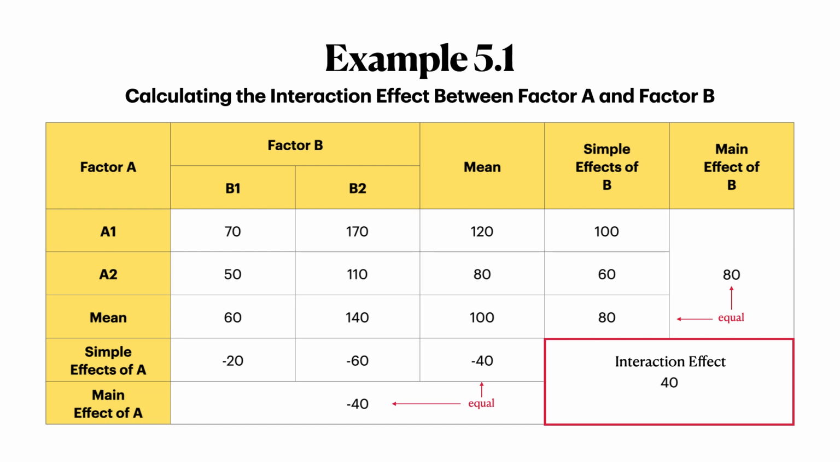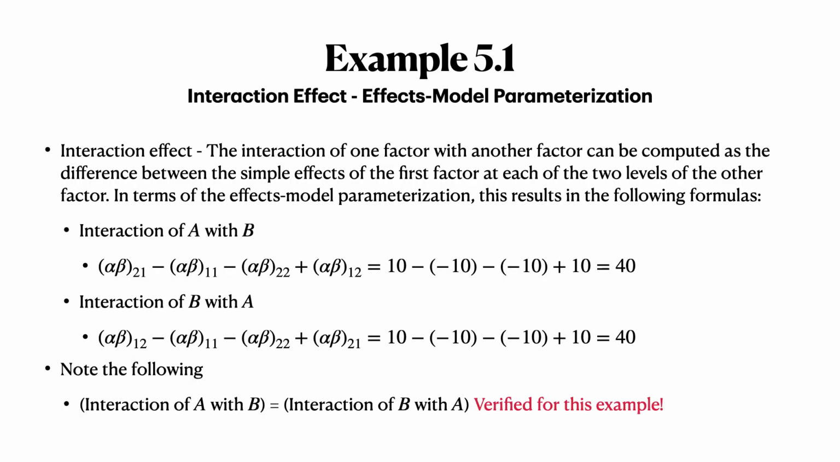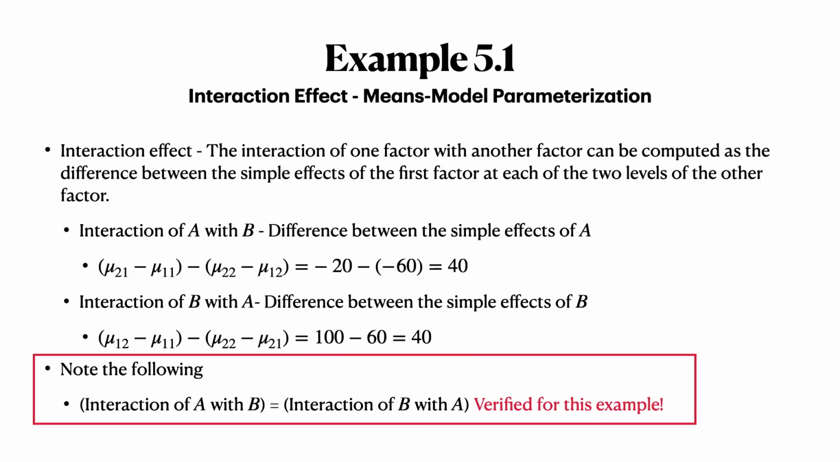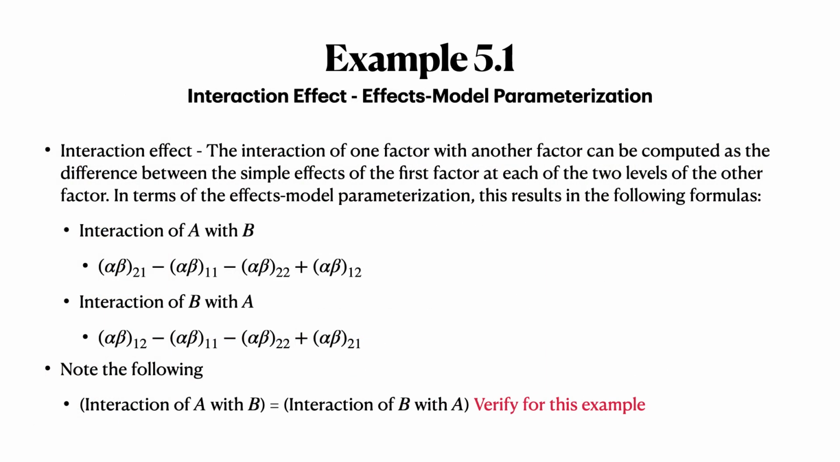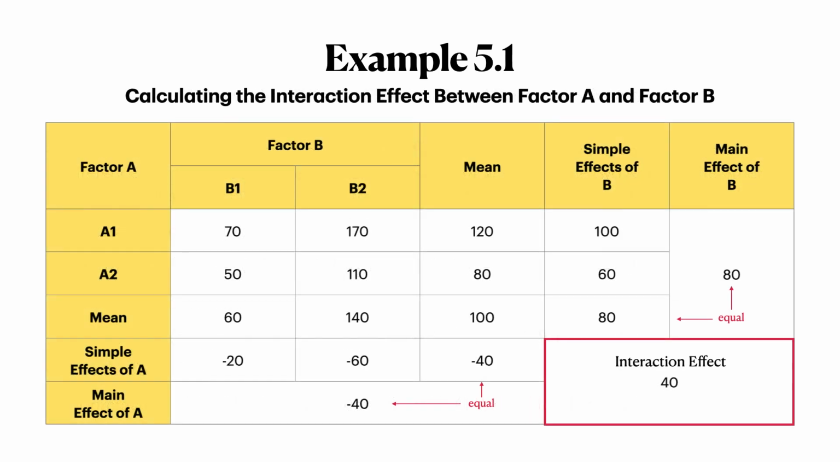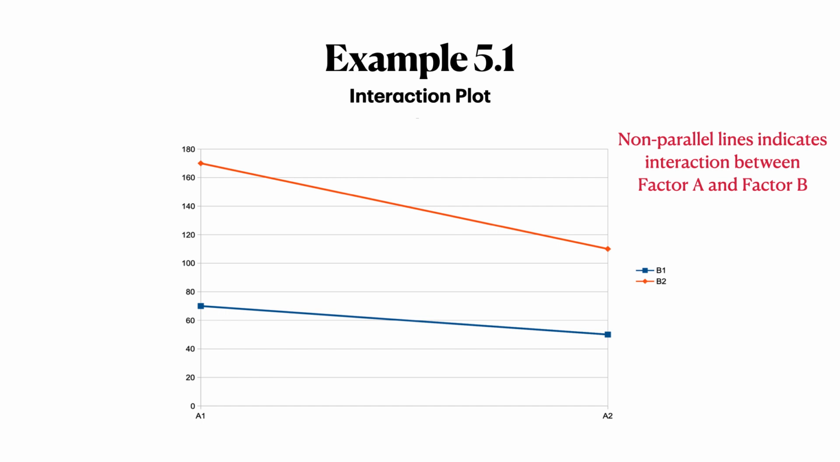So we can calculate interaction using these formulas that we've looked at. All right, let me go back here. So using any of the formulas on this page, as well as the formulas using the effects model parameters. And if we plot the treatment level means in an interaction plot, we can also look at that plot and determine whether or not two factors interact. So that is the end of example 5.1. We will look at another example in the next lecture video.